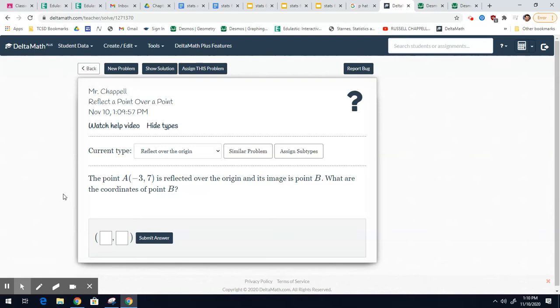All right, honors geometry, just a couple more extra difficult problems for you guys. It says the point A, negative 3, 7, is reflected over the origin, and its image is point B. What are the coordinates of point B? Typically we reflect over a line, but now we're going to reflect over a point, the origin.